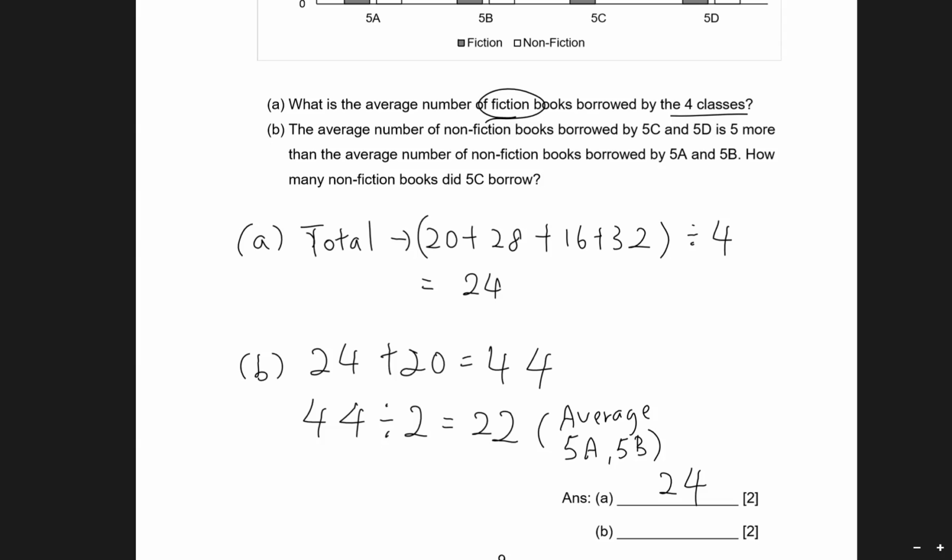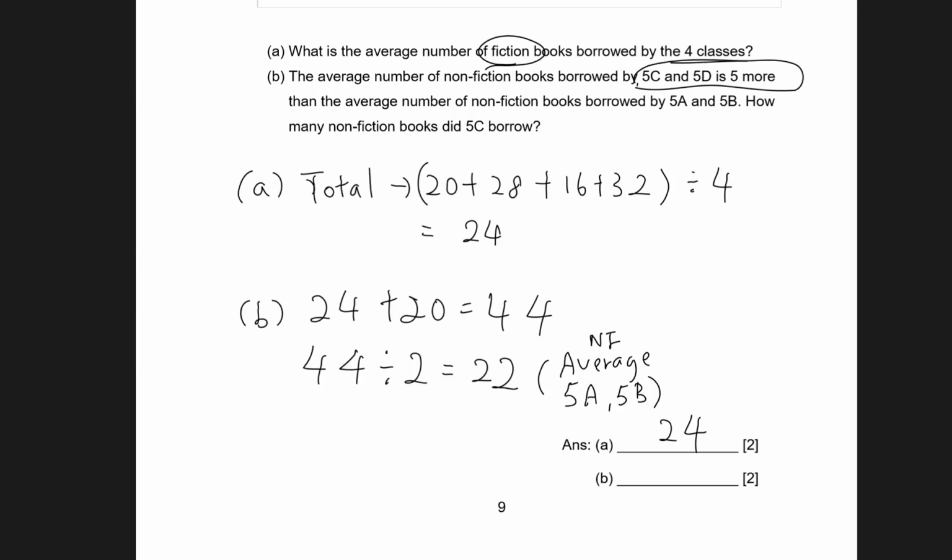Alright, non-fiction, averaged for 5A and 5B. Now, I want to know the average number from 5C and 5D, but I don't know because it's not given. The only clue they tell you is 5 more than the average from 5A and 5B. So if the average is 22, meaning 5C and 5D would have borrowed 5 more, which is 27.